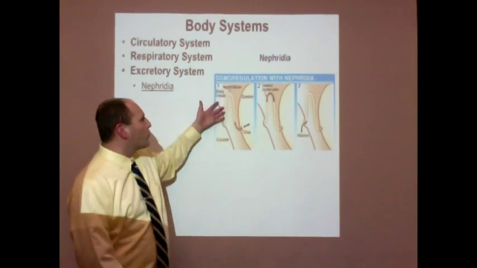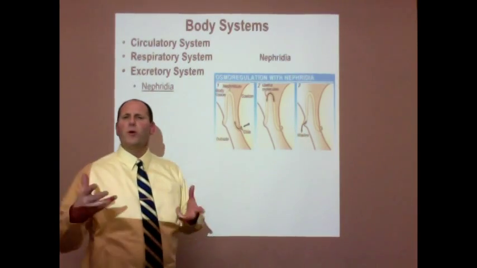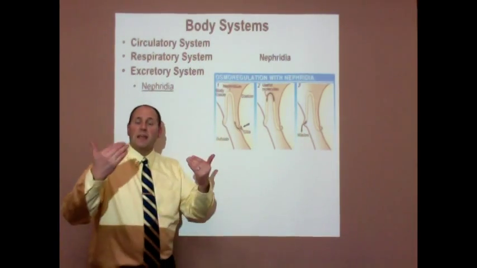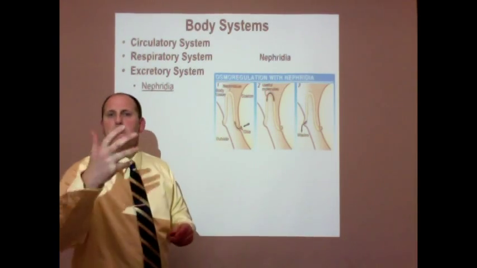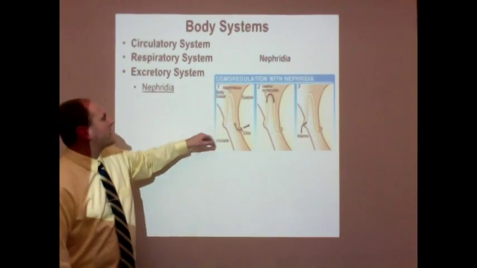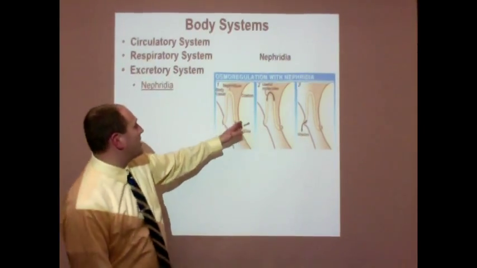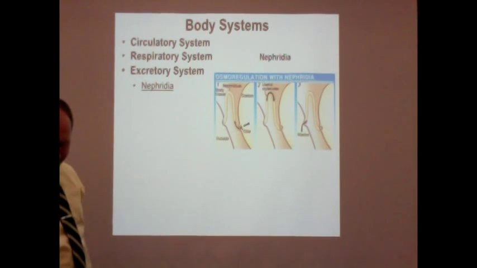Because now they can't get rid of some of these waste products. Now, it's not waste like feces waste, but it's more like the waste products that we excrete as urine and get out of our body in that particular process. Ammonia and ammonia-type products are what they're getting rid of here through the nephridia in this excretory system.